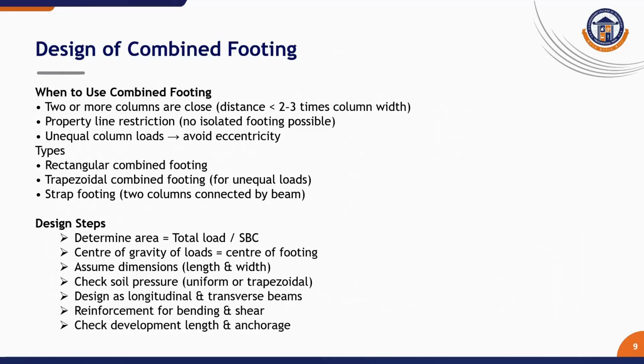When to use the combined footings. Two or more columns are close, distance is less than 2 to 3 times the column width, where the combined footings are provided. Property line restrictions prevent isolated footings. Unequal column loads, to avoid eccentricity.